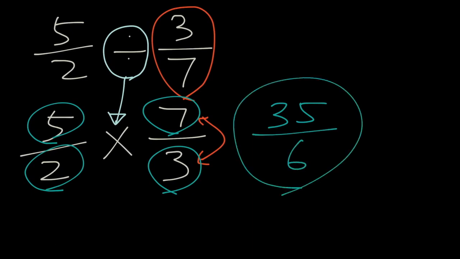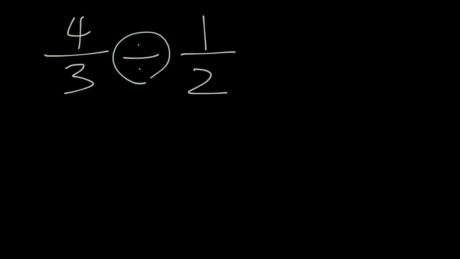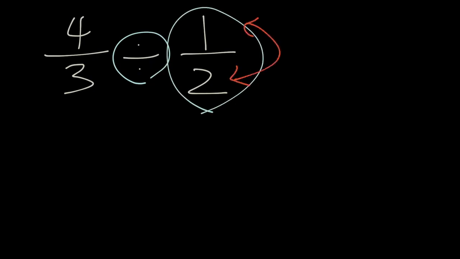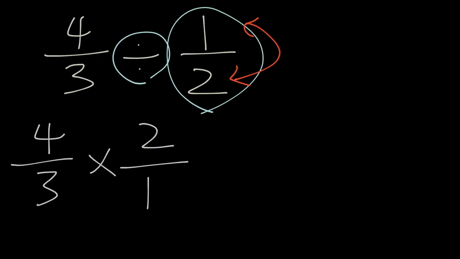Now at any time during the video, feel free to pause the video if you need time to calculate and get your own answer before we find out the answer. Here is another example. So we would do the same thing where we change division to multiplication, and then we flip the denominator and the numerator. So we would rewrite like this. Then we would just times them together, and that's our answer.